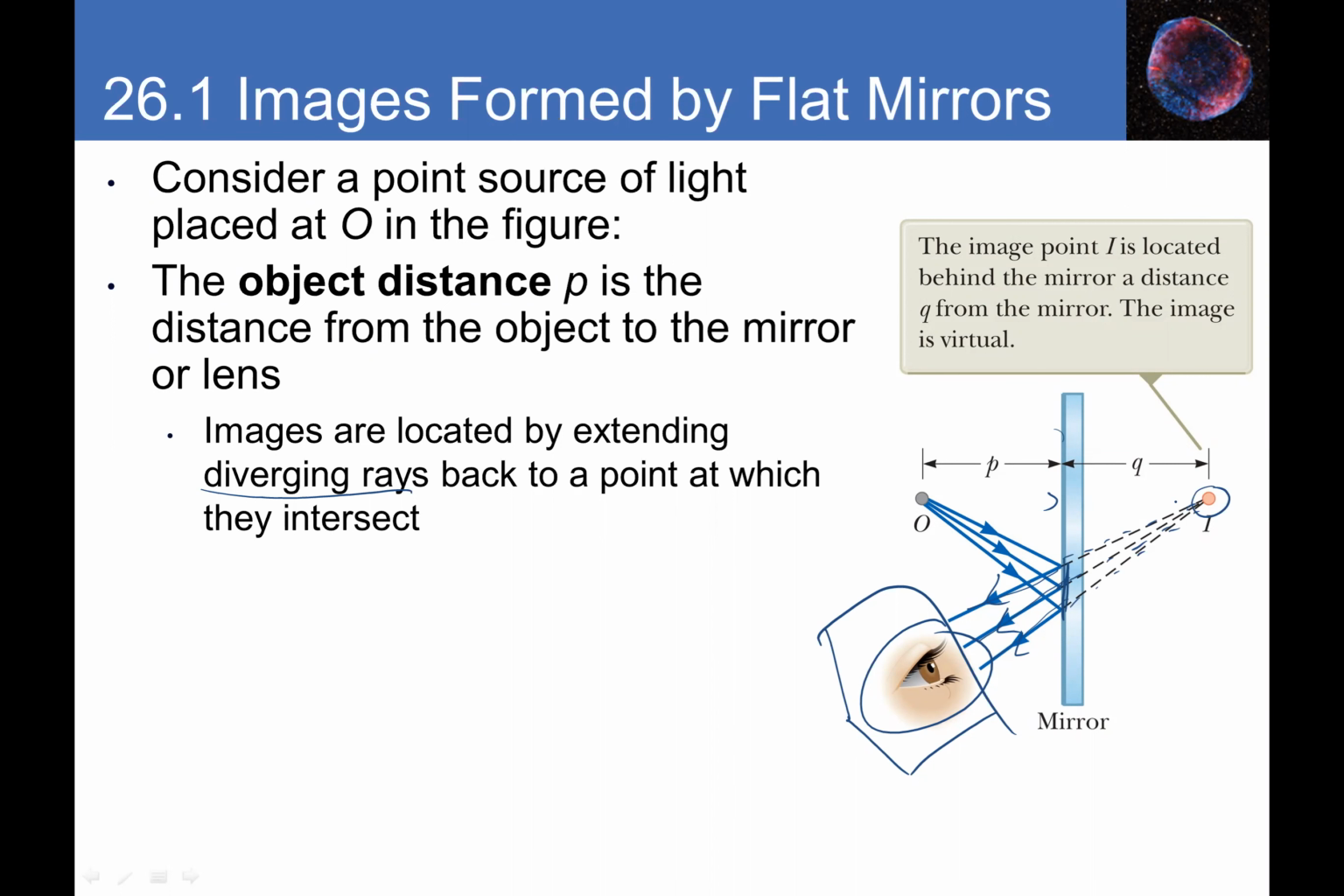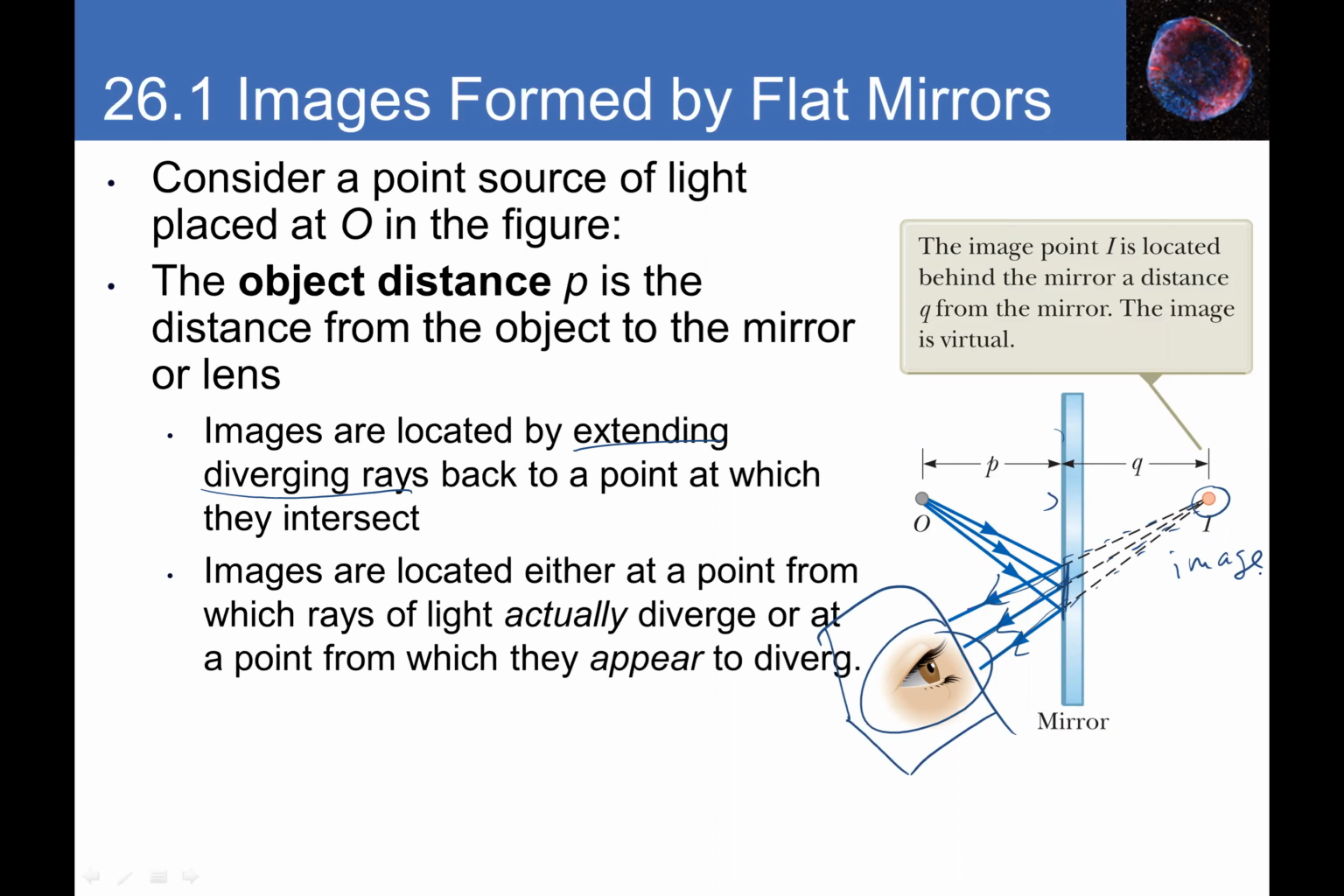As they intersect at that point, the point where 2 or more rays, real rays or extended like this, intersect, that's the position of your image. So that's your image, okay? That means images are located either at the point from which rays of light actually diverge, or at the point from which they appear to diverge.